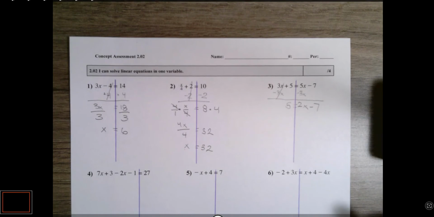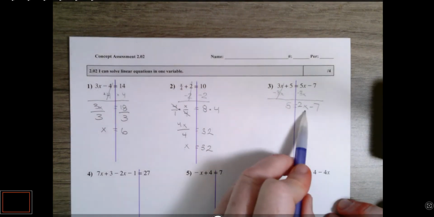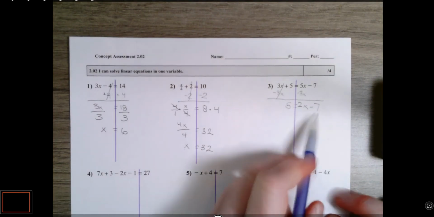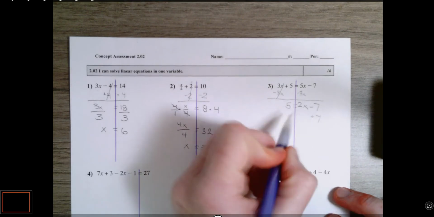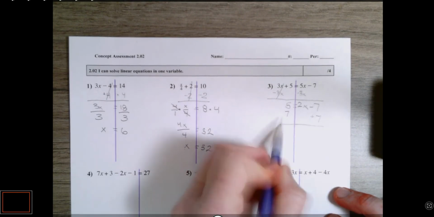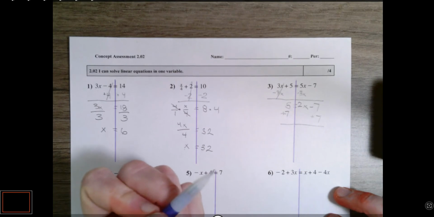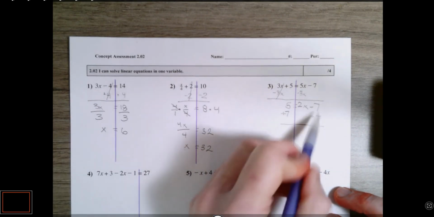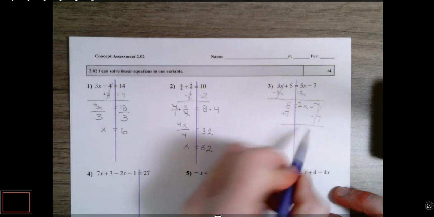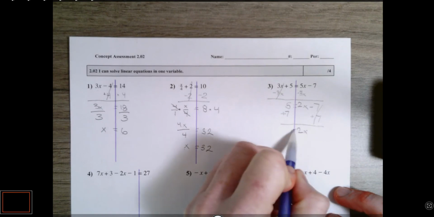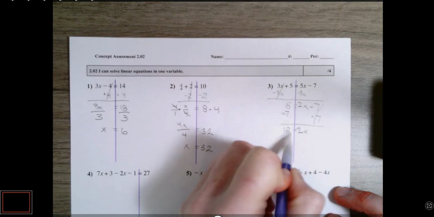All right, we're trying to get x by itself, remember. So I need to get rid of this 7. So we add 7 to both sides. -7, +7, 0 pair. Here we have 2x. Over here, 5 plus 7 is 12.